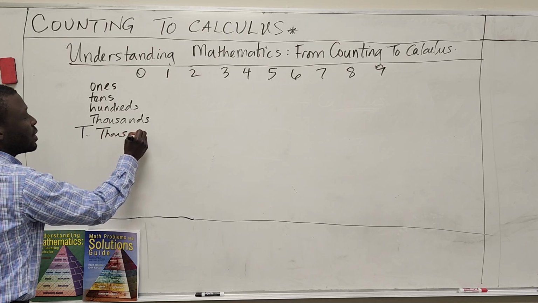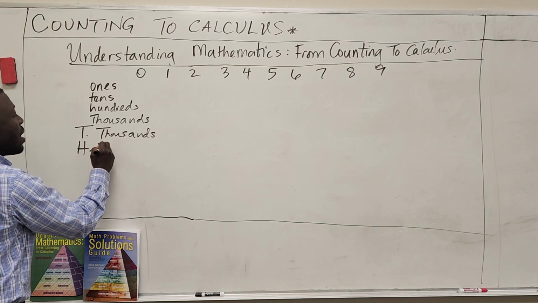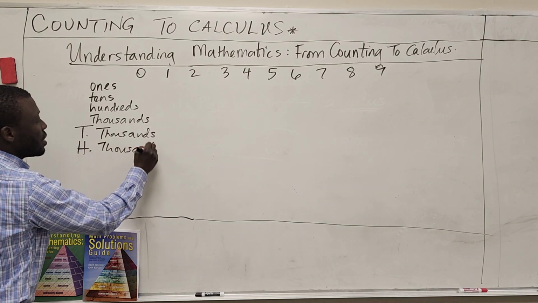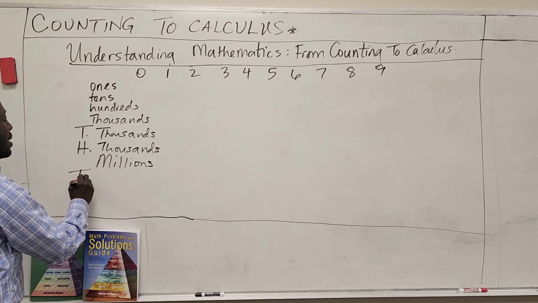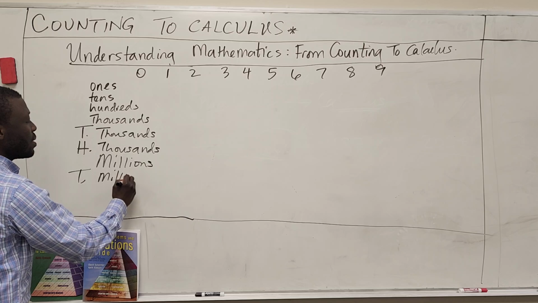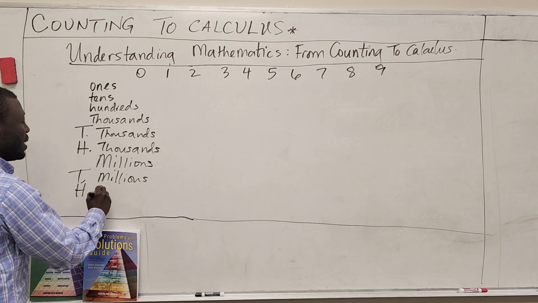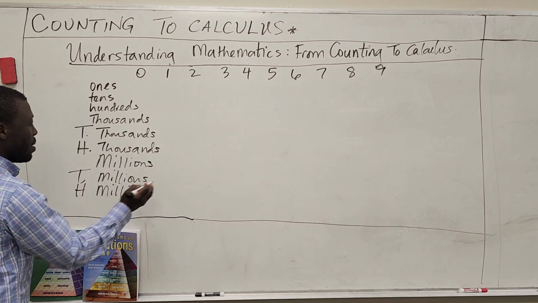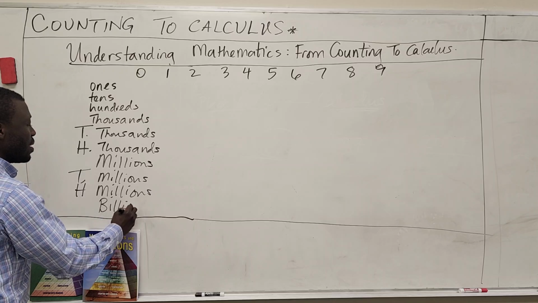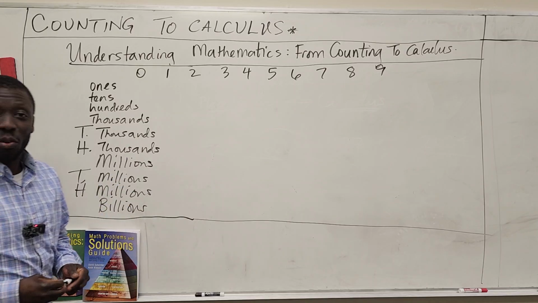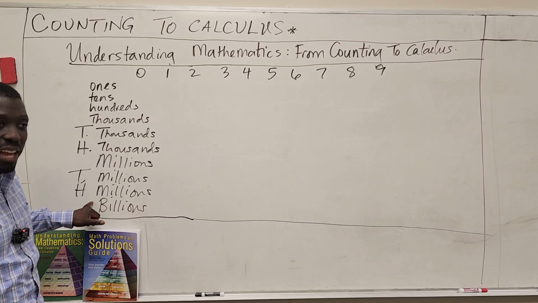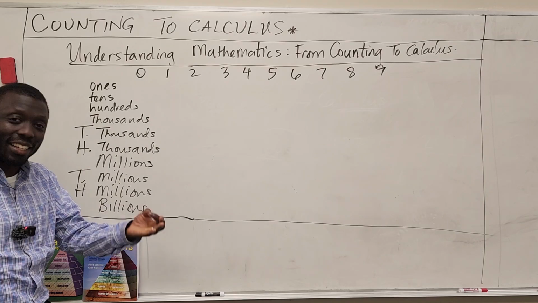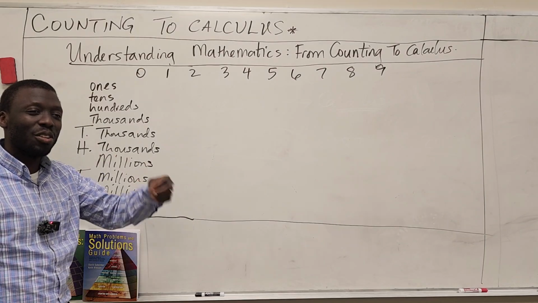10,000s, 100,000s, millions, 10 millions, 100 millions, billions. The richest man in the world now is worth about 270 billion. So you know that you're going to have 10 billion, 100 billion, and then trillions, and then 10 trillion, 100 trillion, and then quadrillion.